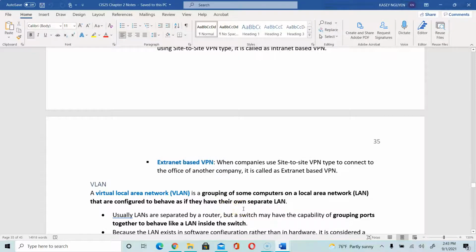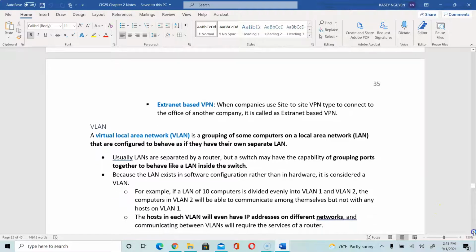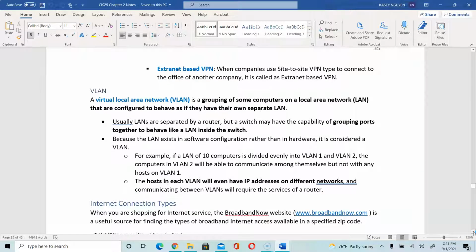VLAN stands for Virtual Local Area Network. It's a way that we would group the physical systems on the local area network and separate them from the rest. We can isolate them and logically not include them in certain parts of the network for security reasons. So you can have 10 computers divided up into VLAN 1 and VLAN 2, and they won't be able to communicate without going through the router.